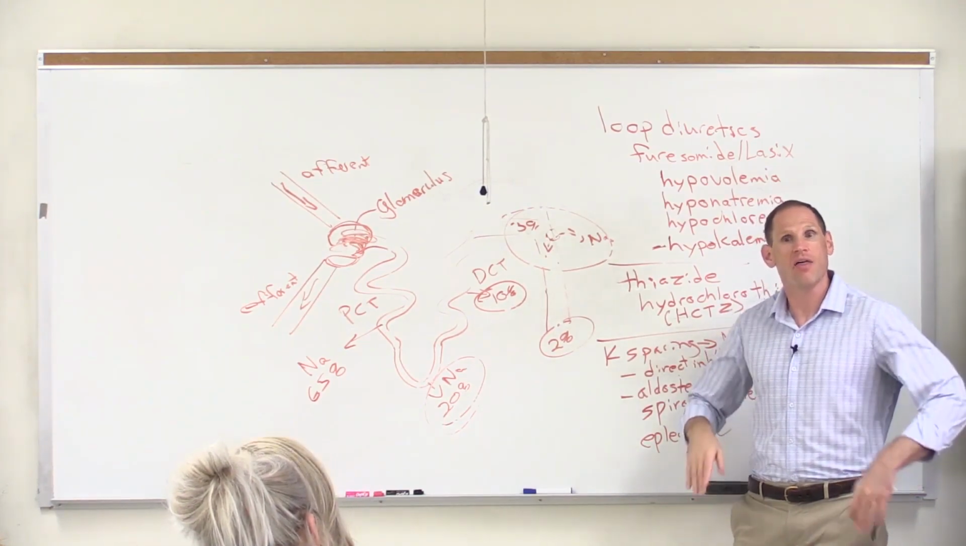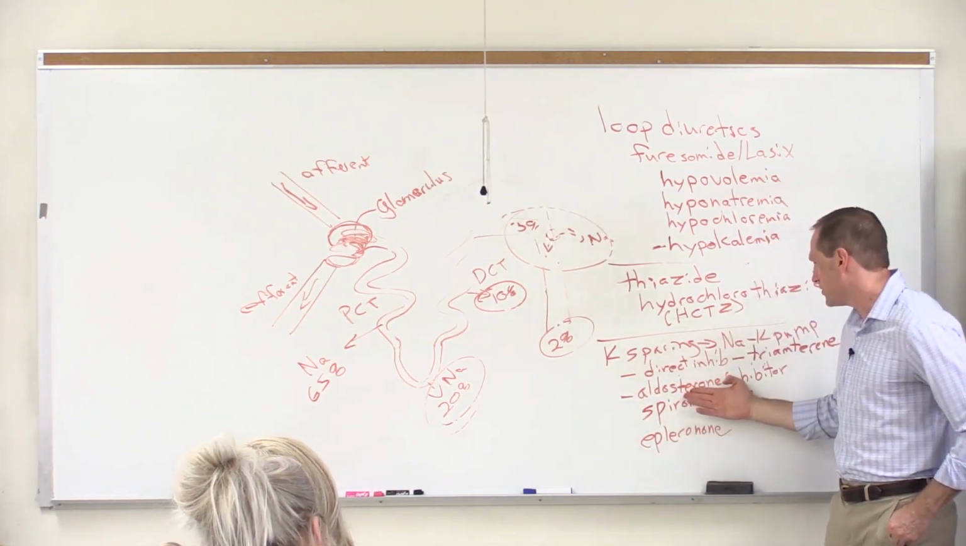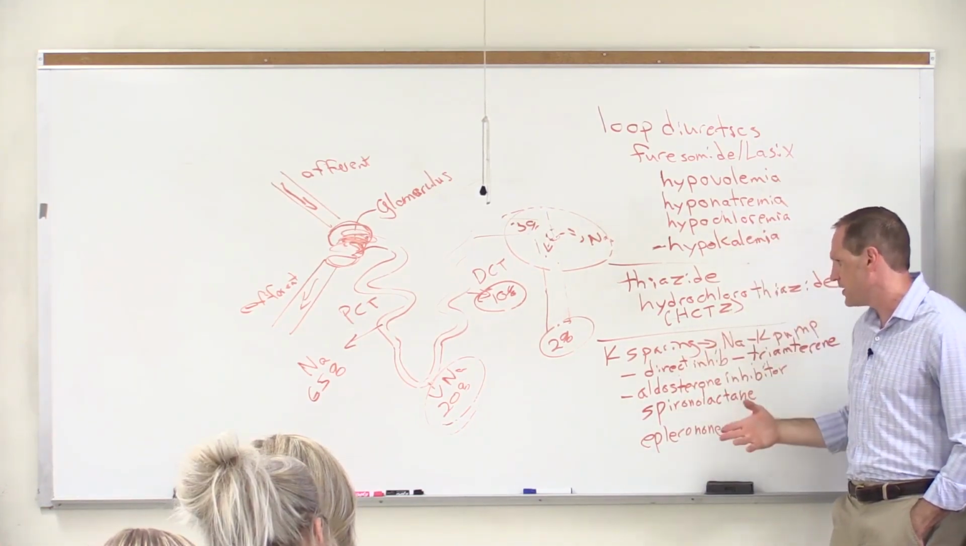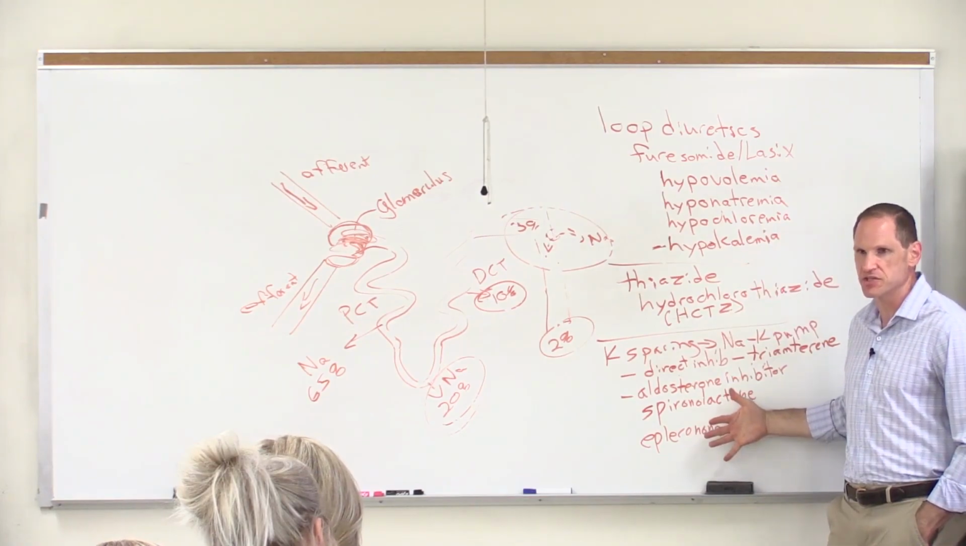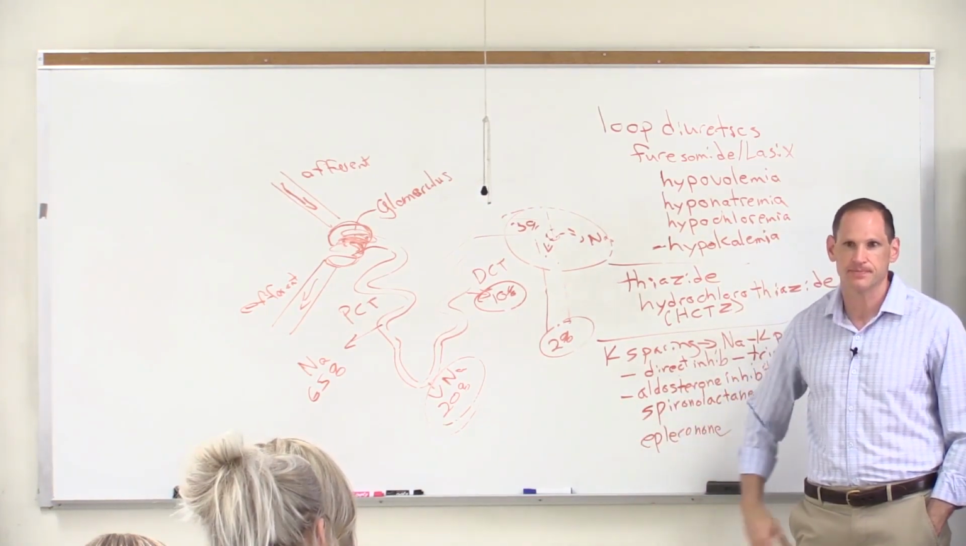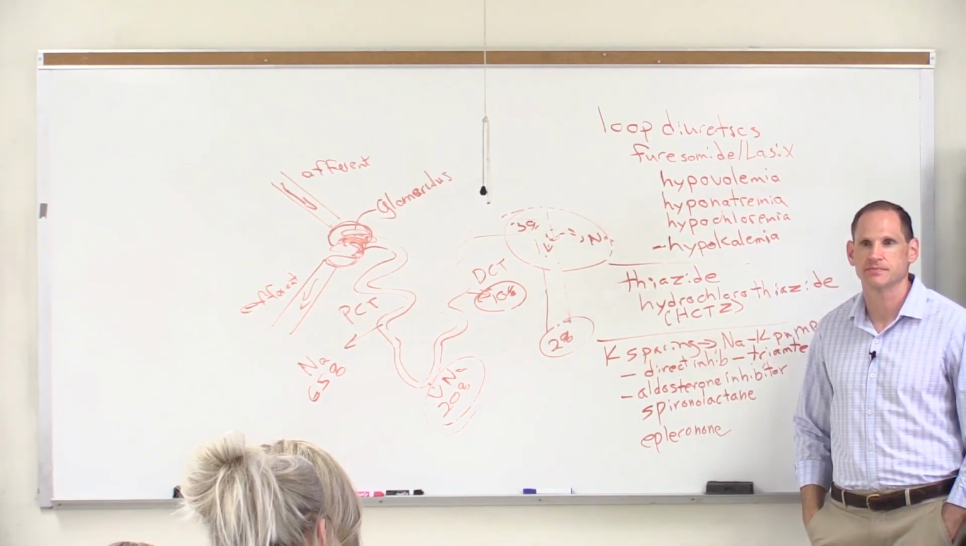So, all that to say, the aldosterone inhibitors are not used as diuretics. They're used as anti-aldosterone agents, primarily in heart failure and to a lesser degree in high blood pressure. Any questions?